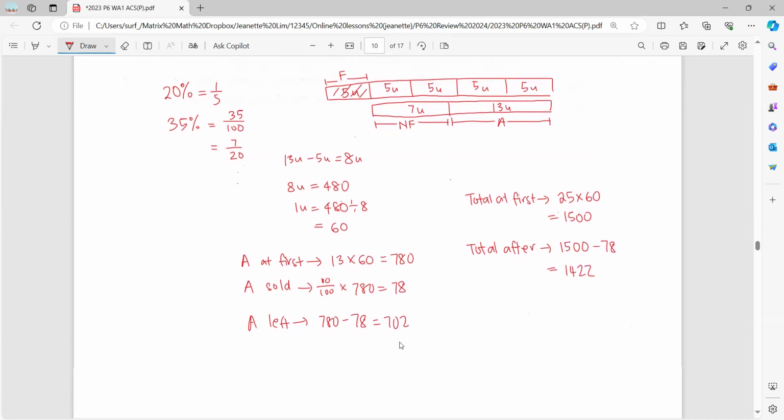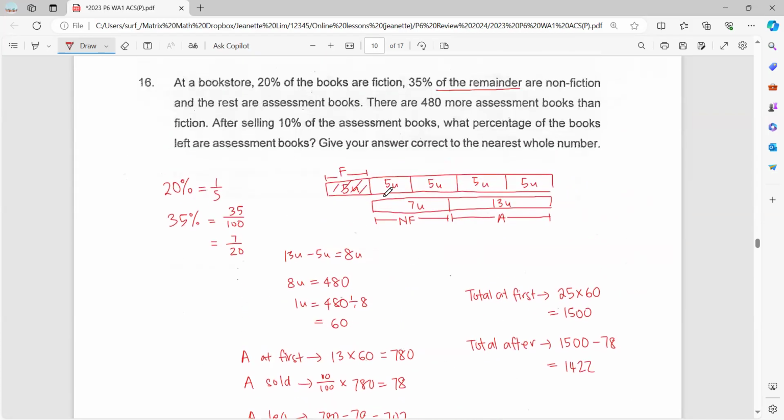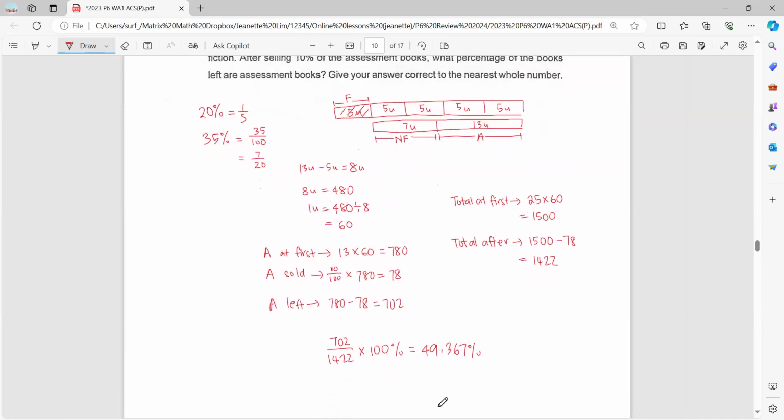1422. Now let's find the percentage. 702 over 1422 times 100%. Key in your calculator, you should get a long string of decimals. Now the question said, give your answer to the nearest whole number. So the nearest whole number from this is 49%. So use the approximation sign, 49%.